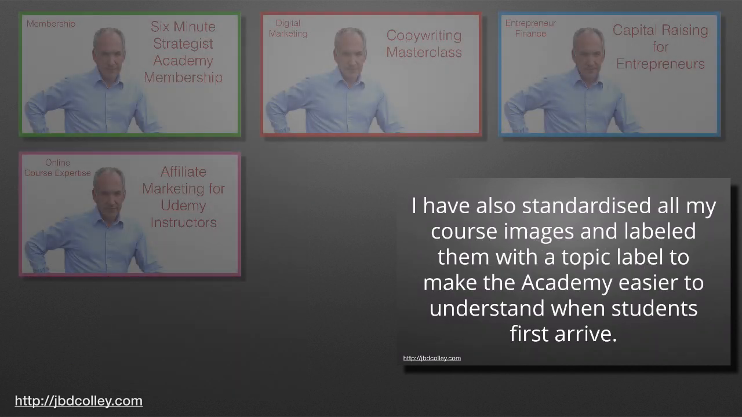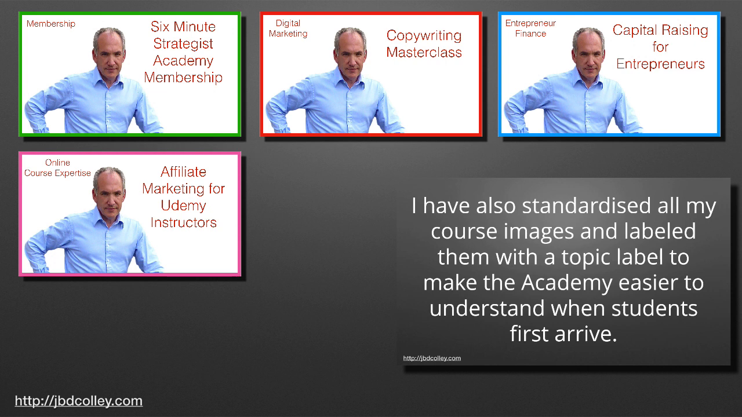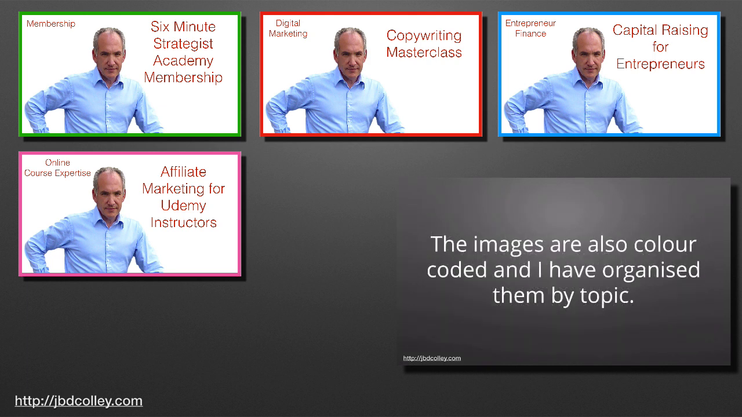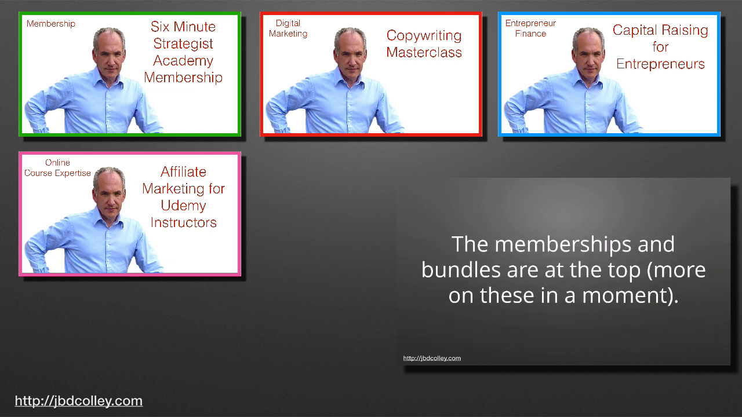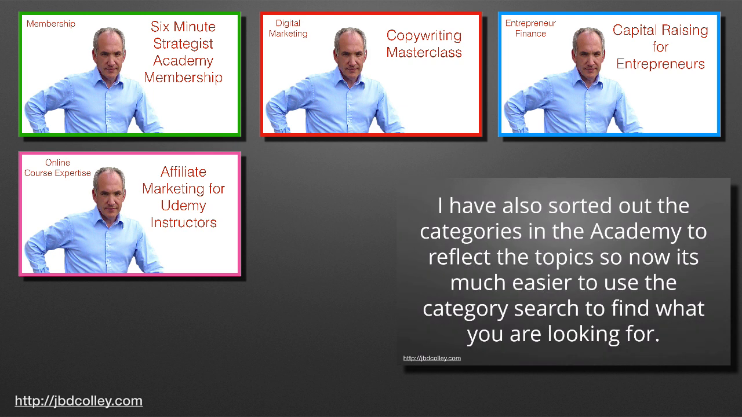I have also standardized all my course images and labeled them with a topic label to make the Academy easier to understand when students first arrive. The images are also color-coded, and I've organised them by topic. The memberships and bundles are at the top. More on these in a moment. I have also sorted out the categories in the Academy to reflect the topics, so now it's much easier to use the category search to find what you're looking for.